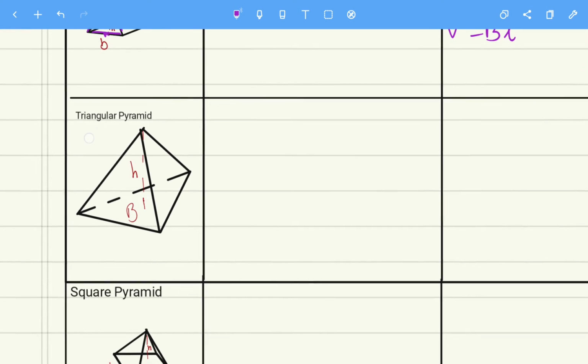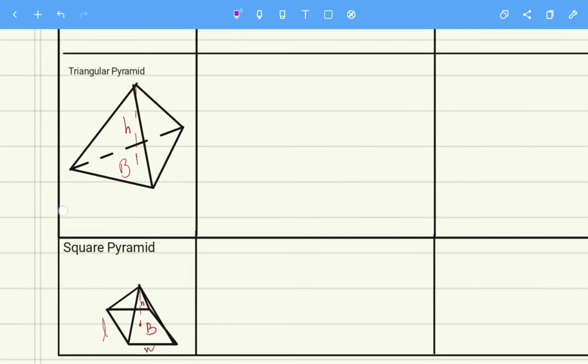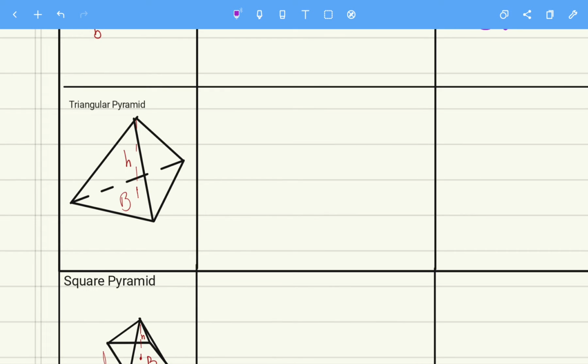Now we're going to look at the pyramids. Again, like I said with the cone, these are generally 1/3 times the base times that height. So depending on whatever that shape is at the base of the pyramid, you're going to find the area of that and multiply that by the height and multiply that by 1/3.